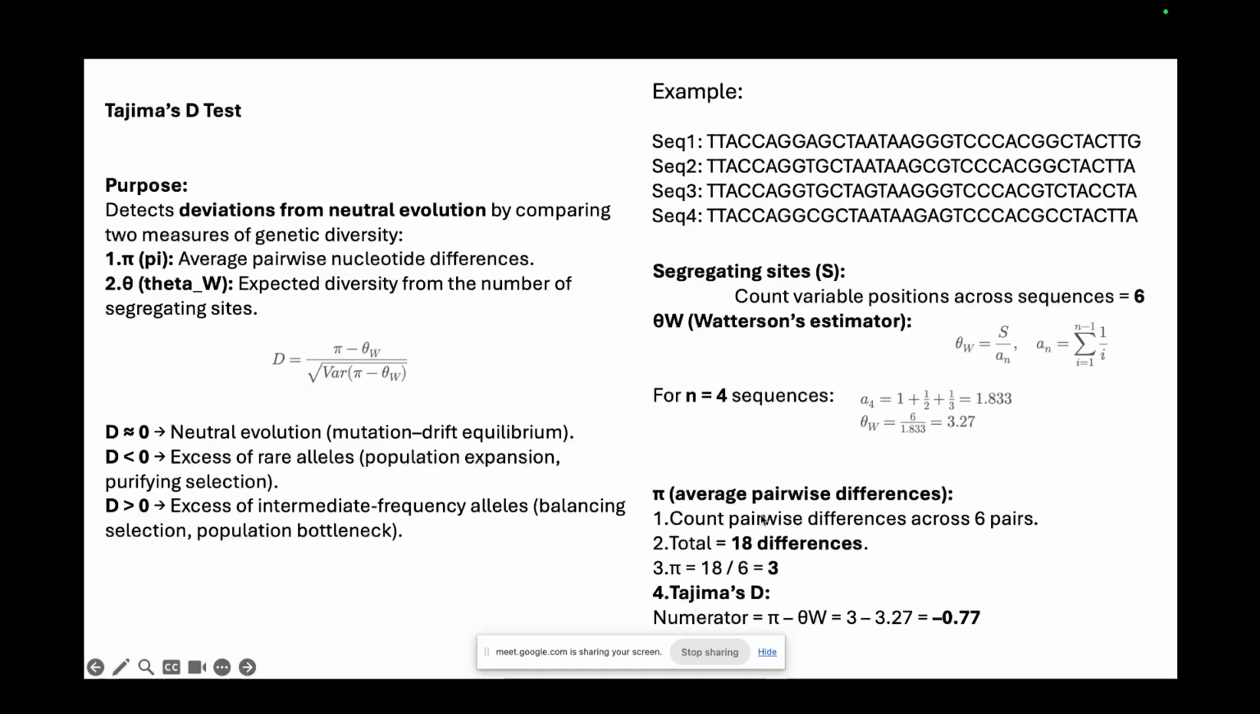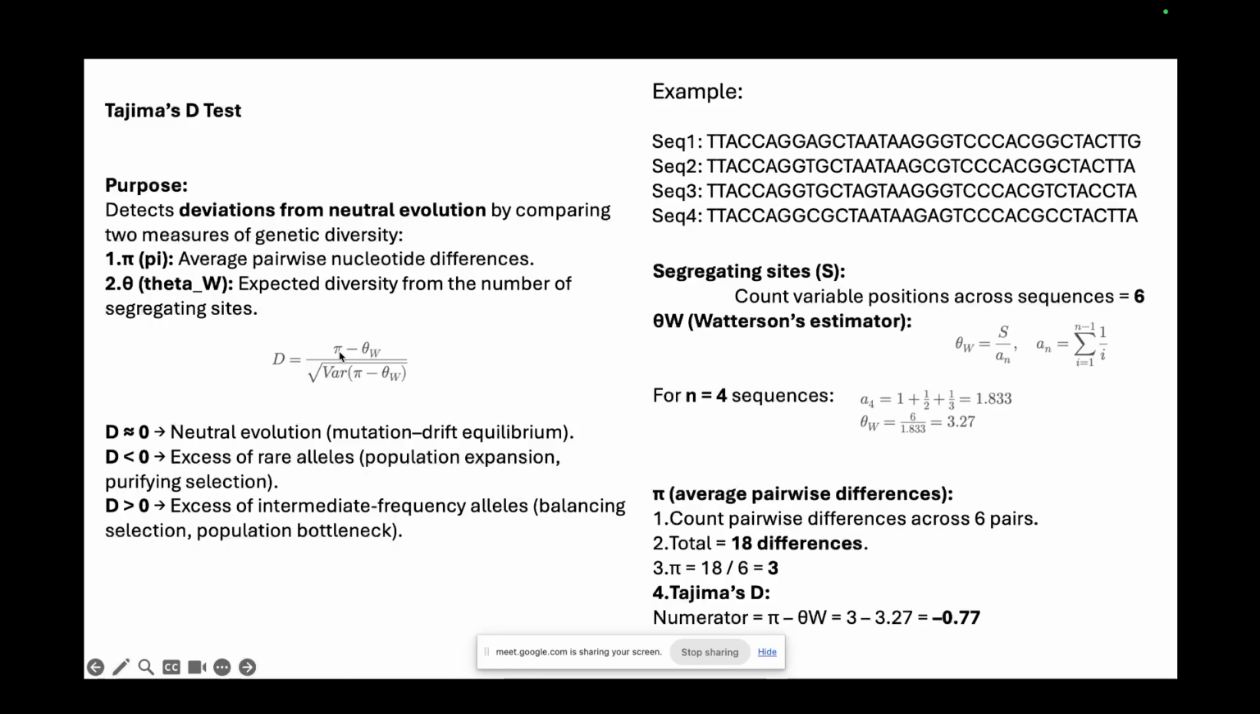Now you calculate pi. Pi is basically the pairwise differences across six pairs. Sequence 1 versus 2, 3, 4. Sequence 2 versus 1, 3, 4. Sequence 3 versus 1, 2, 4, like that. So pairwise differences, there are a total of 18 differences if you count like that. So pi will be the total number of pairwise differences divided by the number of pairs, so 18 by 6, which is 3.